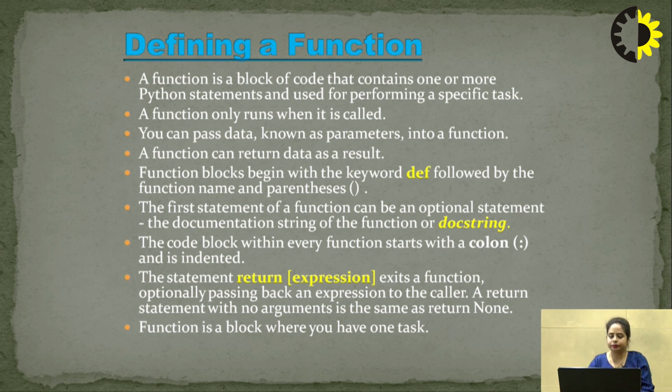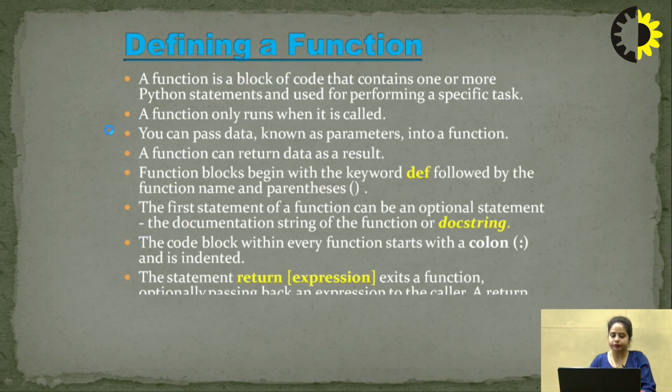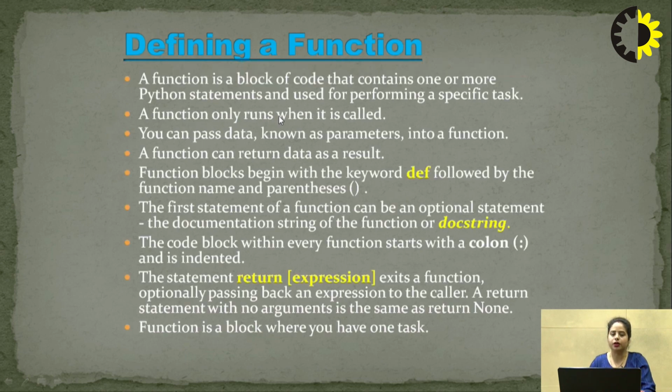The basic need of the function is the reusability of code. Once we create a function, we can reuse that code in another function, or in another program also. A function runs only when it is called. Unless we call the function, it will not execute at all. You can pass data, known as parameters, into a function. A function can return data as a result. We can use return as a keyword or not. It is up to us. It is an optional keyword.